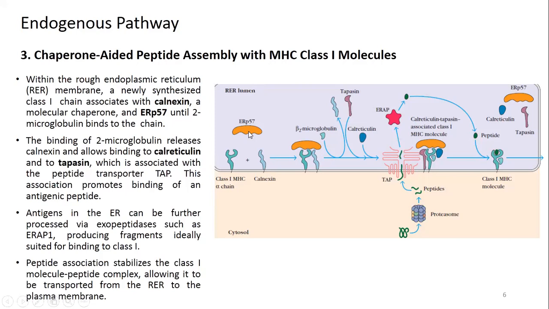ERP57, a protein with enzymatic activity, and calnexin associate with free class 1 alpha chain and promote its folding, as we see here. When beta 2 microglobulin comes around and binds to the alpha chain, calnexin is released, and the complex is associated with other proteins called calreticulin, as we see here, and tapasin. Let's see why this happens actually.